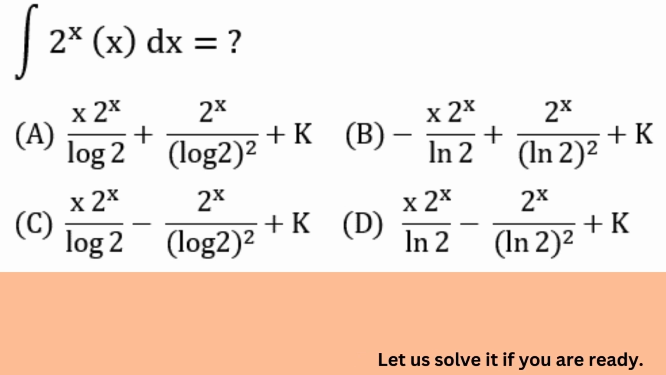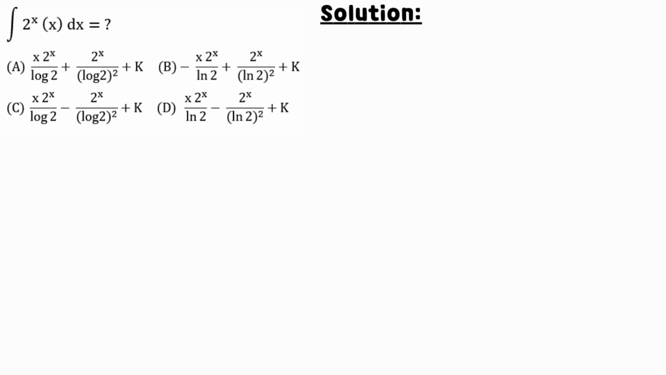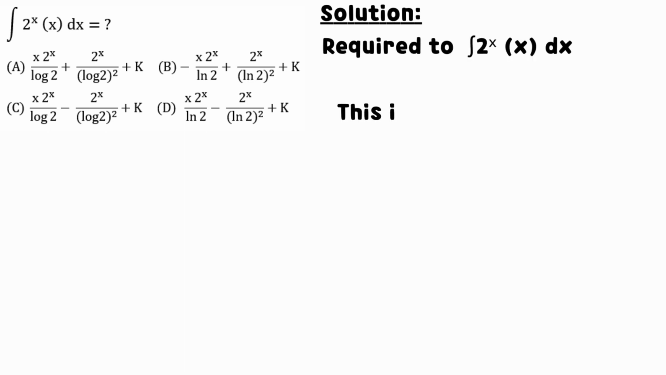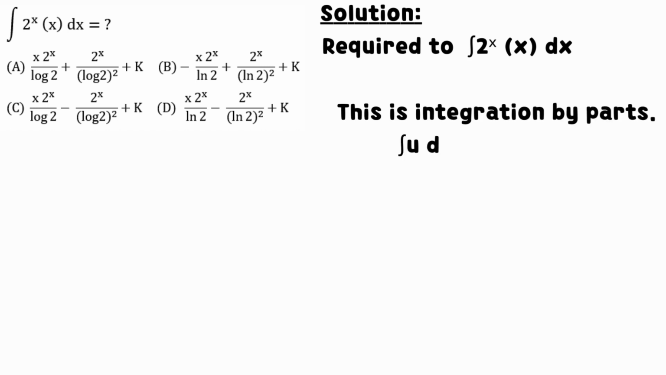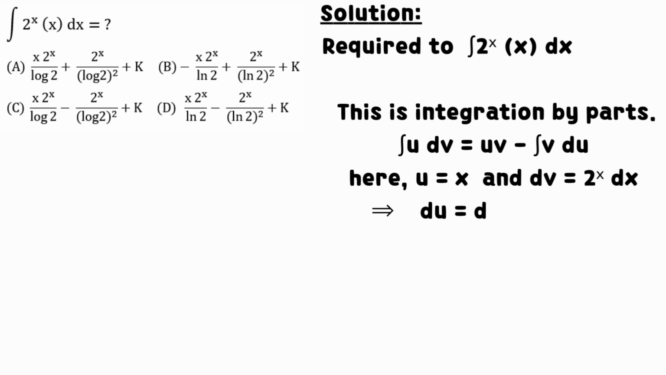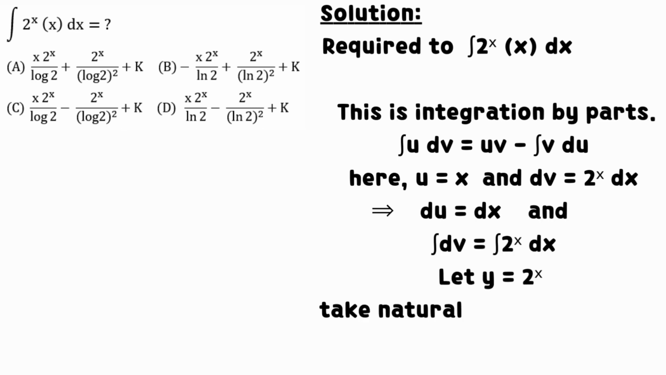Integrate the given function with respect to x. This is integration by parts. Integral u dv equals u times v minus the integral v du. Here, u equals x and v equals 2 to the power of x dx.